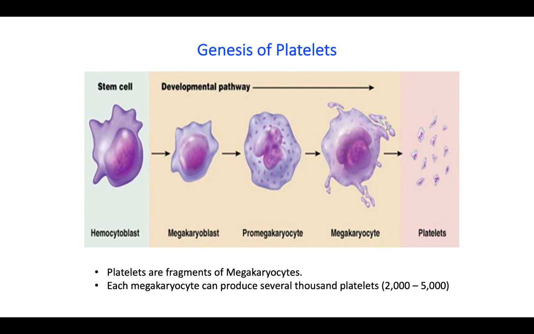Then the cytoplasmic portion of megakaryocyte splits up, and each small piece becomes a platelet. Now this platelet enters the bloodstream, and this cell fragment breaks down from megakaryocyte and enters the bloodstream and becomes platelet. And the platelet lives about 10 days.